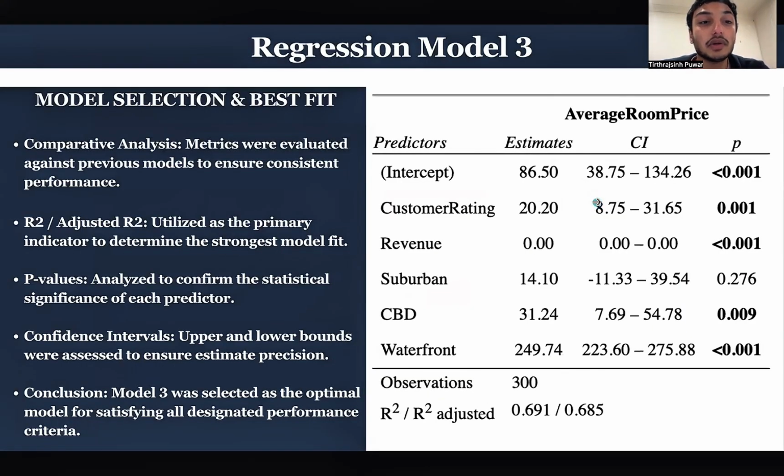Next, we added revenue and customer rating to form our multiple linear regression model, and this improved our adjusted R-square to 0.685. Every predictor except suburban was statistically significant, and each one unit increase in customer rating associated with a $20 rise in room price. Here, waterfront remains the dominant predictor at 249.74 with a tight confidence interval confirming high precision.